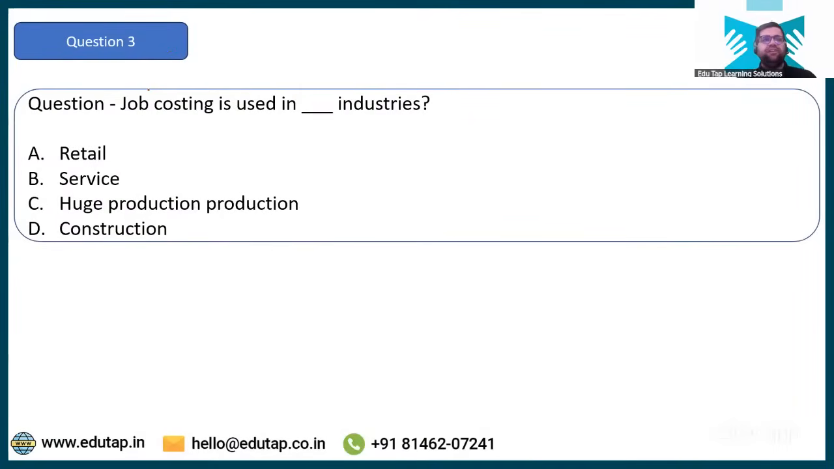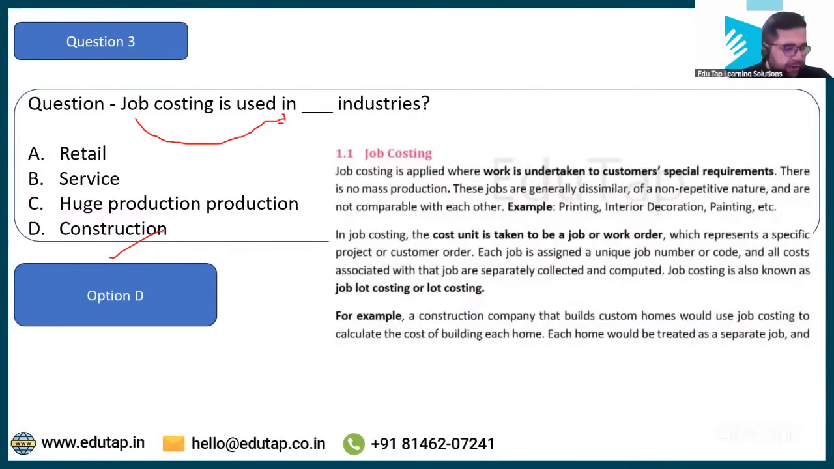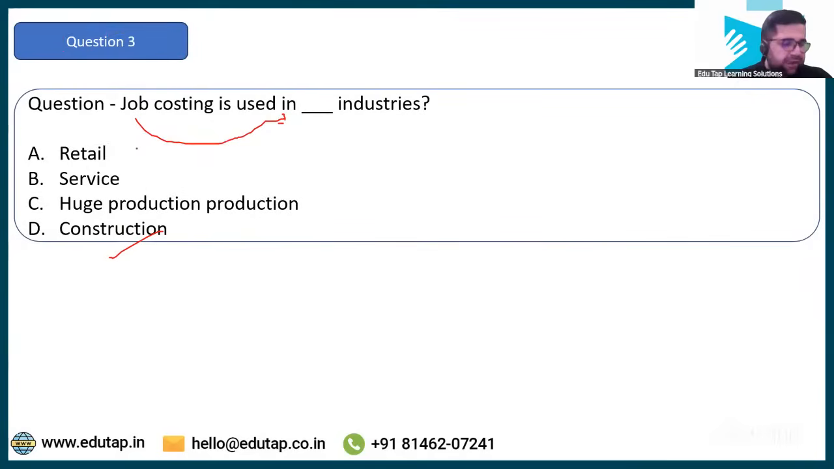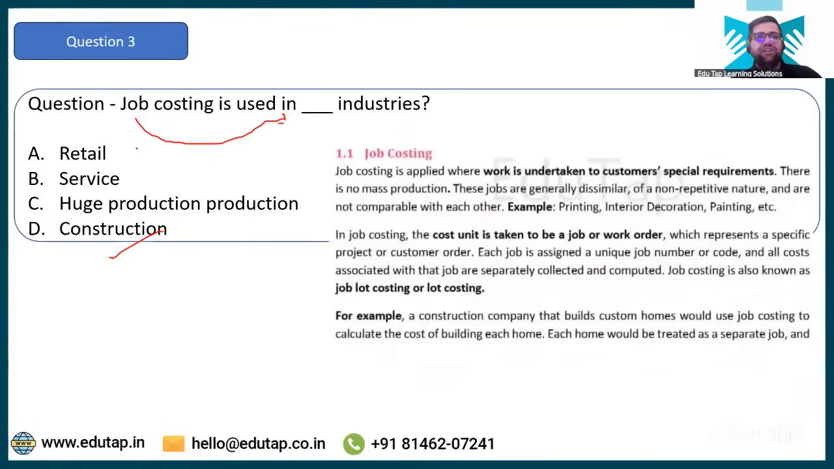Yes, this question is very easy. For question number 3, job costing is used in dash industries. So job costing is definitely used in which type of industries? Construction only, right? A very basic and plain question for all of you to answer. Please confirm what the exact options were if you can recall. For question number 2, I'm not sure of the overall understanding of the question. But for question number 3, I hope you all agree that the answer will be construction only, because job costing is used in construction.